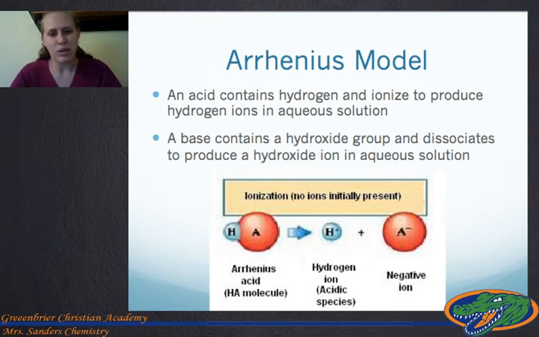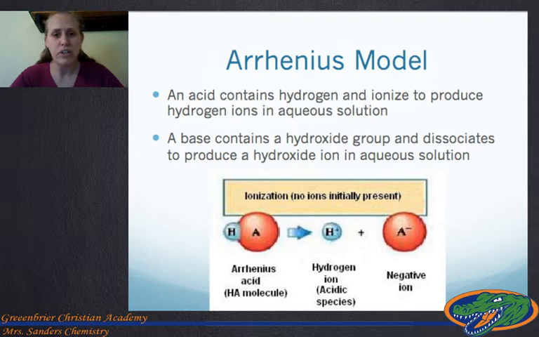Now we're going to talk about the Arrhenius model. This is the first of our three models that we're going to use to describe how acids and bases form. For a long time people were dealing with acids and bases and noticing things, but they never quite had an accurate definition that could categorize all of the different things they knew to be acids and bases as either an acid or a base.